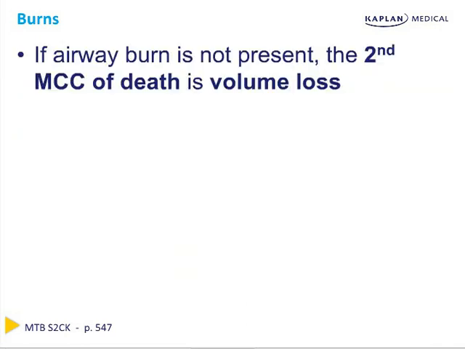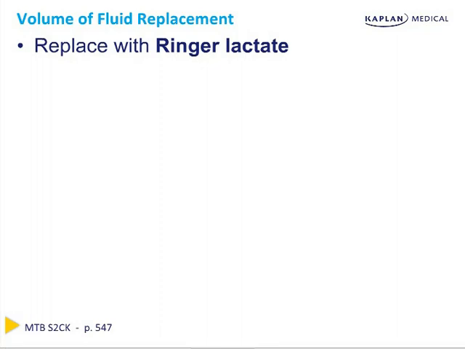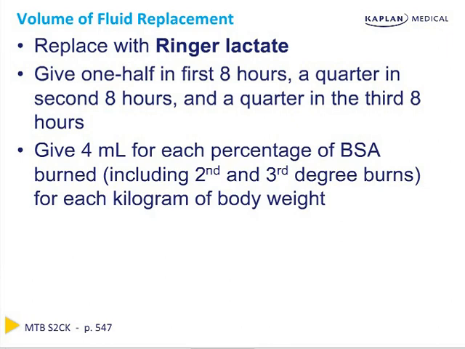If the airway burn is not present, the second most common cause of death is significant volume loss. Remember, fluid replacement is based on the percentage of body surface area burned. The IV fluid of choice for burn patients is Ringer's lactate. If Ringer's lactate is not one of the choices, give normal saline. You give 1/2 in the first 8 hours, 1/4 in the second 8 hours, and 1/4 in the third 8 hours. You give 4 milliliters for each percentage of body surface area burned for each kilogram of body weight.